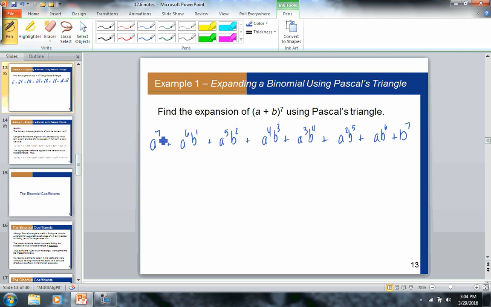So here I only have one term and it's a 7. Here 6 and 1 gets me a 7. 5 and 2 is a 7. 4 and 3 is a 7. So the sum of your exponents has to equal that n value.